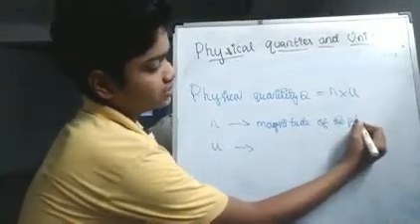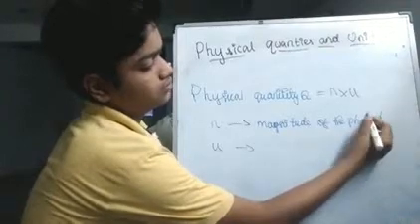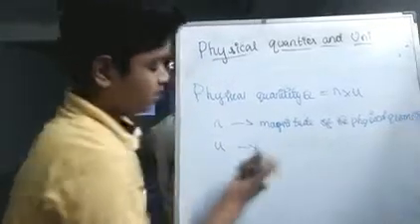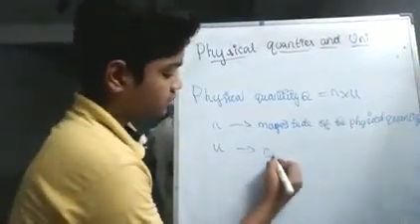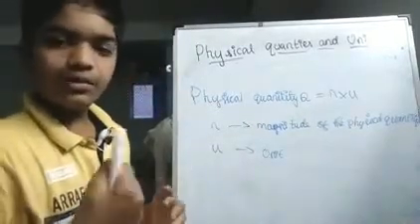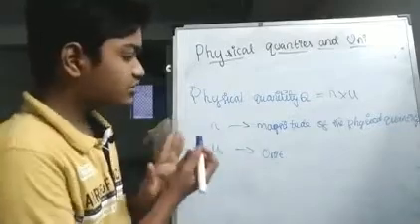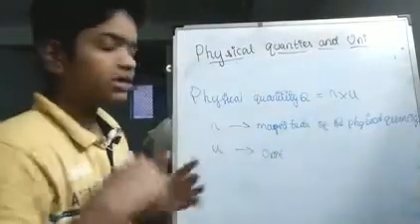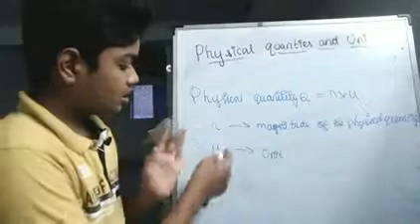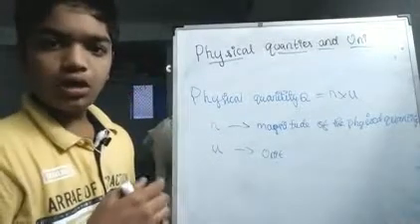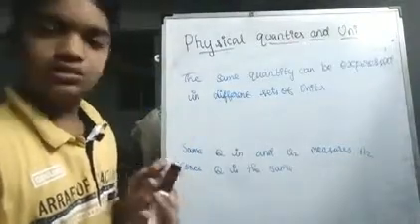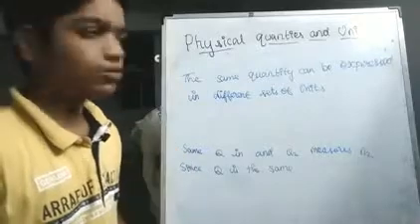of the physical quantity, and U is the unit. If we have length, it's meter. If we have temperature, it is Kelvin. So the physical quantity is described as N into U, where N is the magnitude of the physical quantity and U is the unit or SI unit. We saw the physical quantity is equal to N U, that is, the magnitude of the physical quantity and the unit.